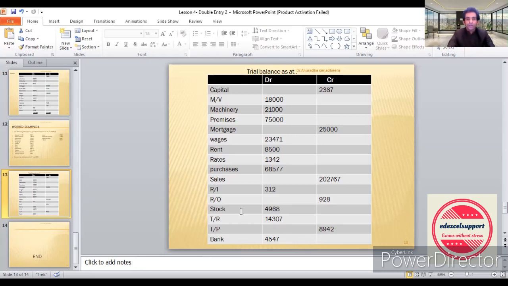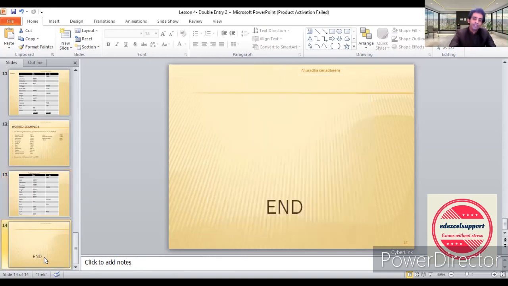So we have finished the lesson today. We discussed how to balance off T accounts and how to prepare a trial balance. This lesson covers the double entry system part 2. I think the lessons we did were very useful for you. It will be very useful for your future examinations, the IAL exam, Edexcel IAL examination.